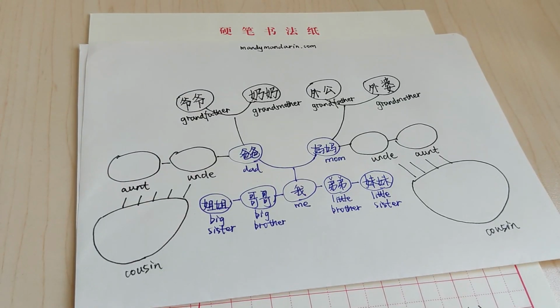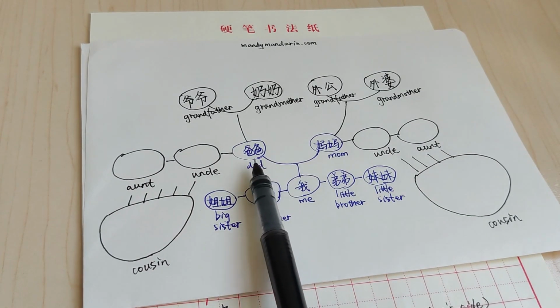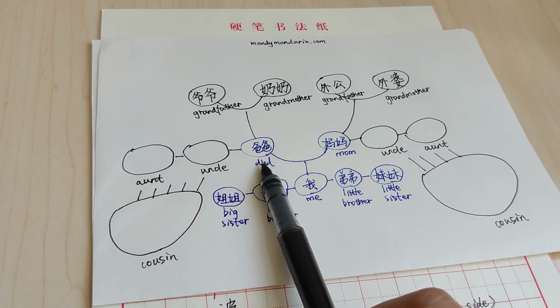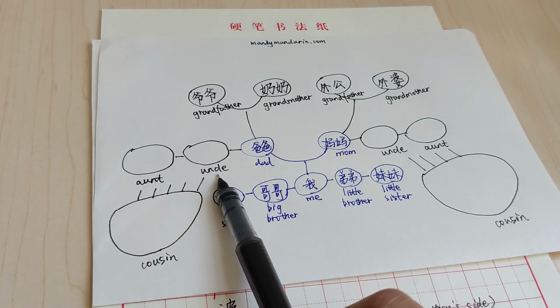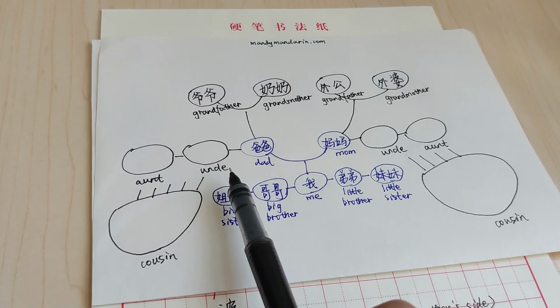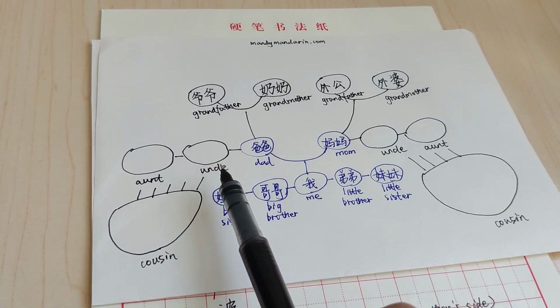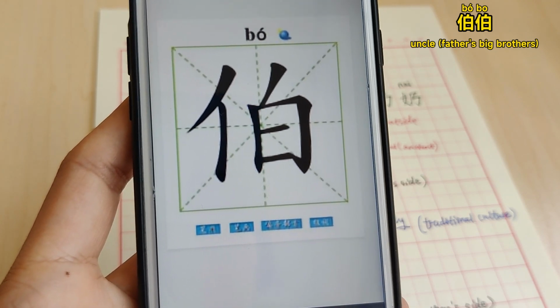Now let's continue with this family tree. Let's take a look at the father's side. So the father would have brothers. So that would be uncle. And as for uncle, there will be two words. The first one is the father's big brother. That would be 伯伯. This is how we write the 伯.